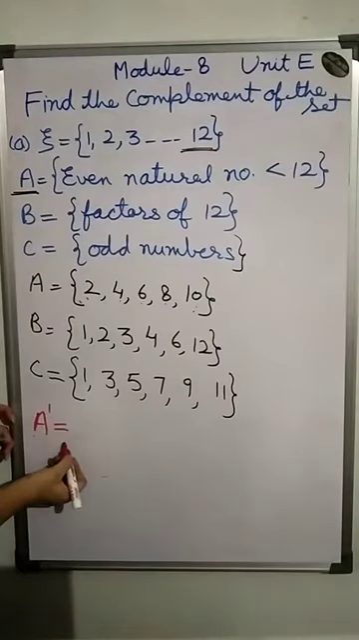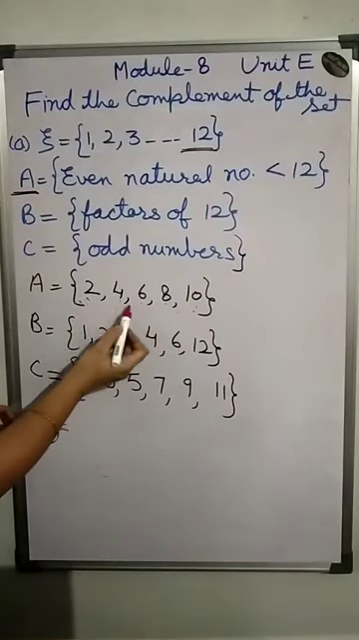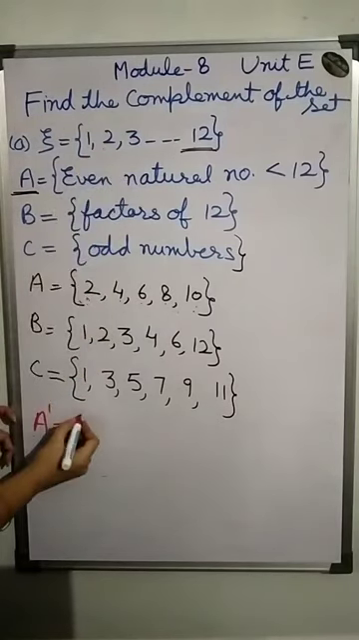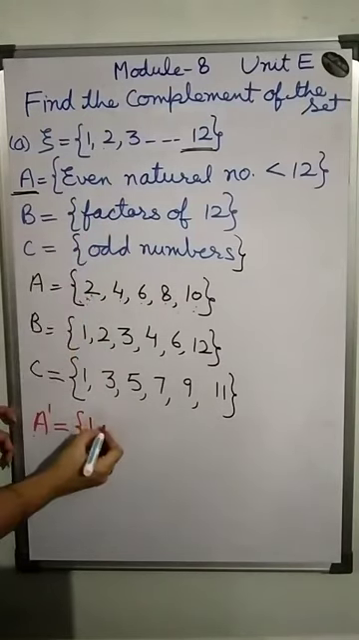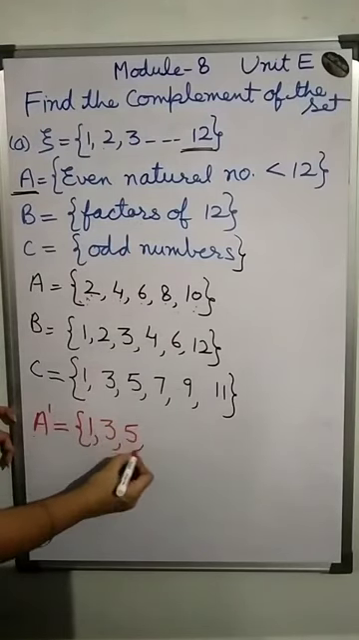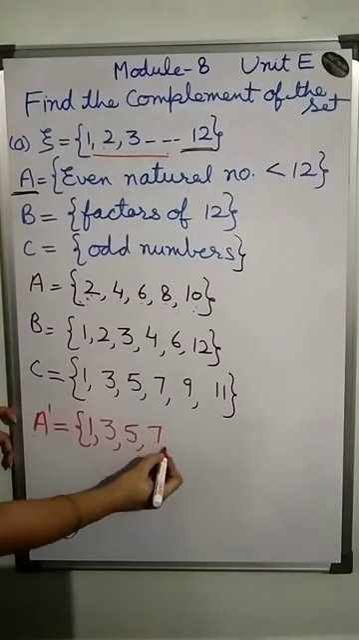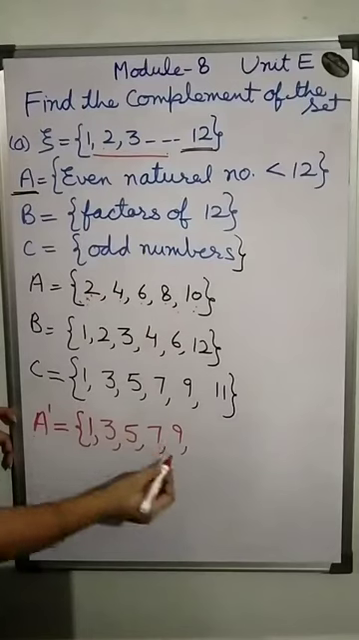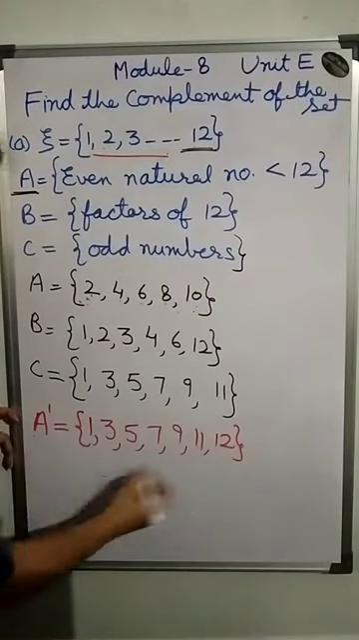A dash means A complement. A complement means the opposite of A, or elements other than A. See, 1 is here, 2 is here, so we don't write. 3, we write down. 4 is here, so don't write. 5 is not here, so write down 5. And check it from this one. 6 is here, no. So 7 we write down. 8 is here, no. 9 is not here. And 10 is here, so 11 is here and 12. So this is called the A complement.